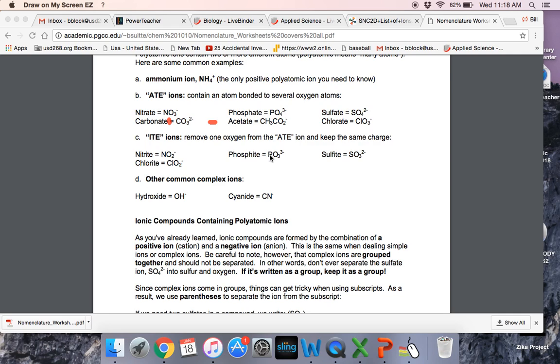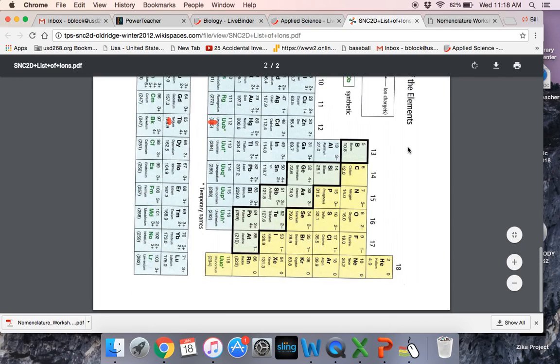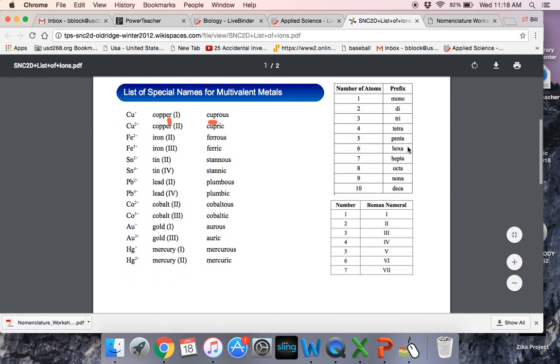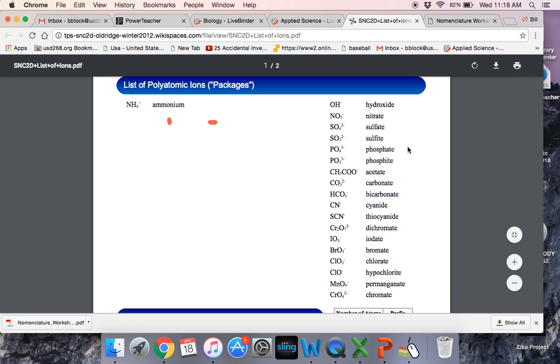Okay. So this is a group working together and that has a charge. So we can think of these as one thing. All right. Now, I'm not going to have you memorize these. All you have to do is be able to recognize them. So if you go to your periodic table that I gave you the other day, and you go to the back page, this back page has a list of polyatomic ions.